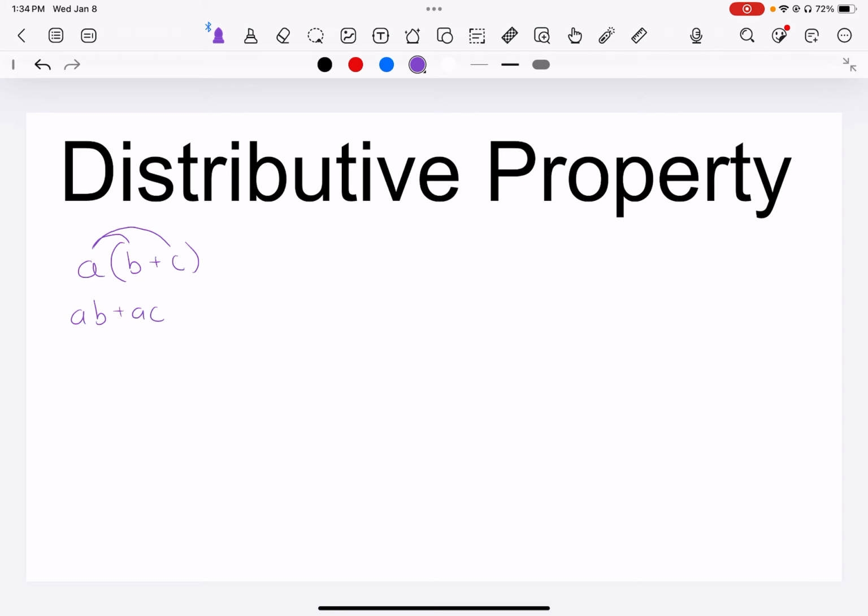plus a times c. If we looked at numbers using this, if we had 2 parentheses 3 plus 4, using our order of operations, we would do the 3 plus 4 first, inside the parentheses, which is 7, and then do our multiplication. 2 times 7 is 14.